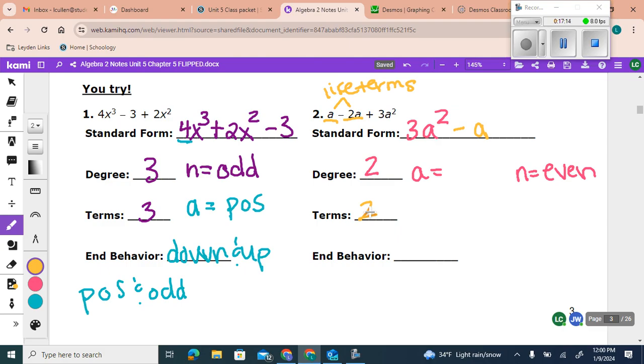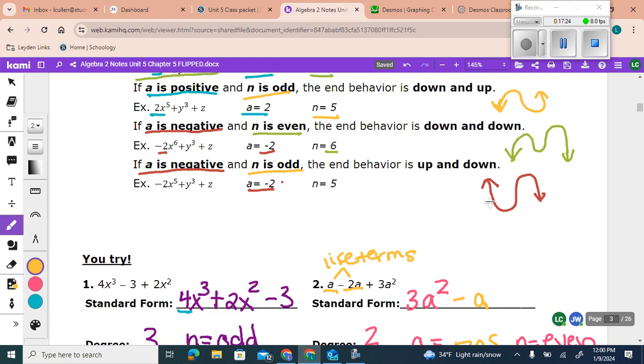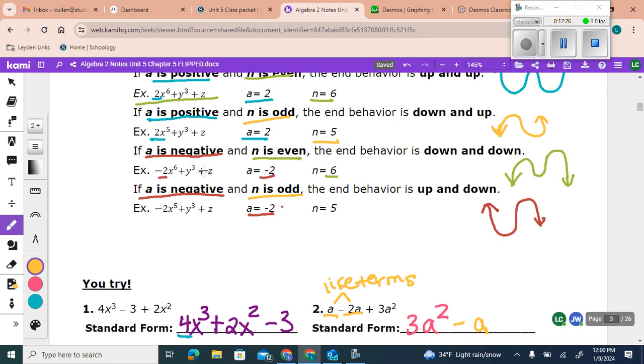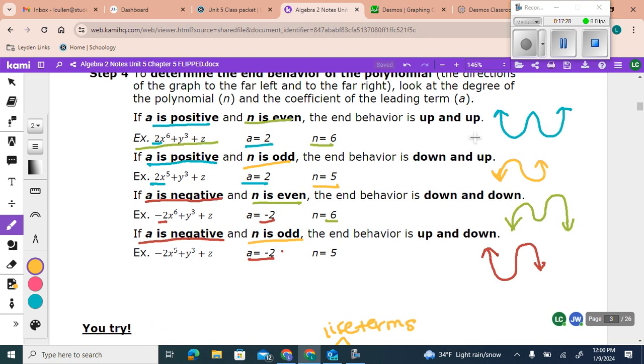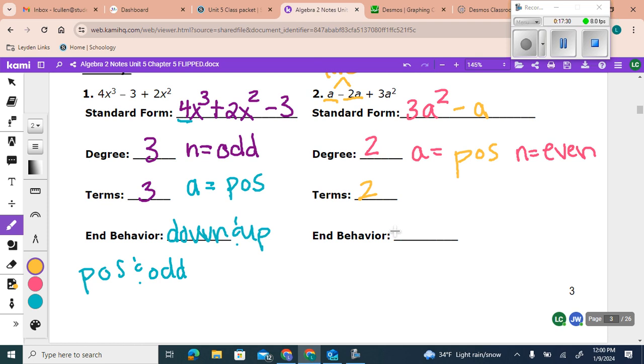What is my a? Positive or negative? Positive. So I'm going to go up and say, okay, I have an a is positive and n is even. A positive and even. That means I'm going to have an up and up end behavior. And that's it. Questions? All right, perfect.